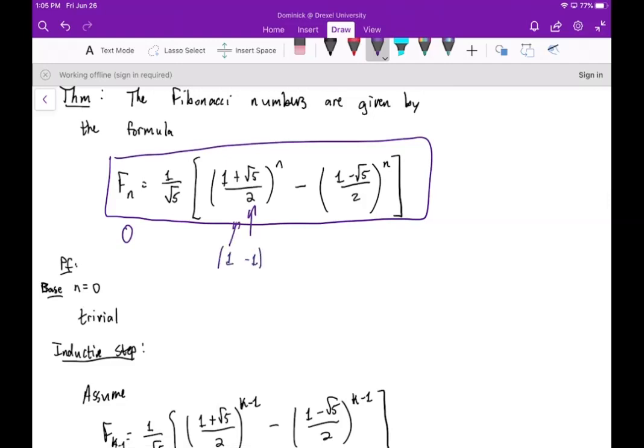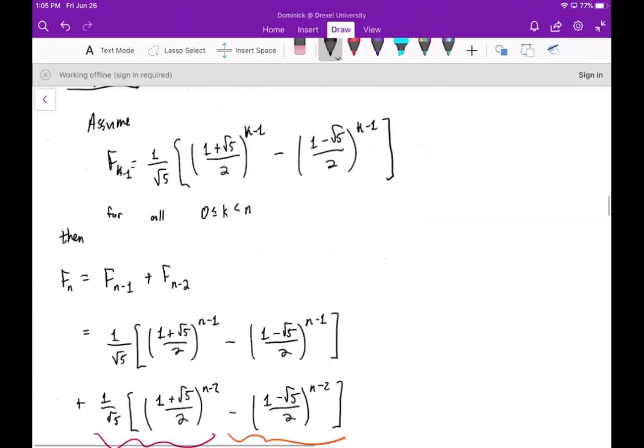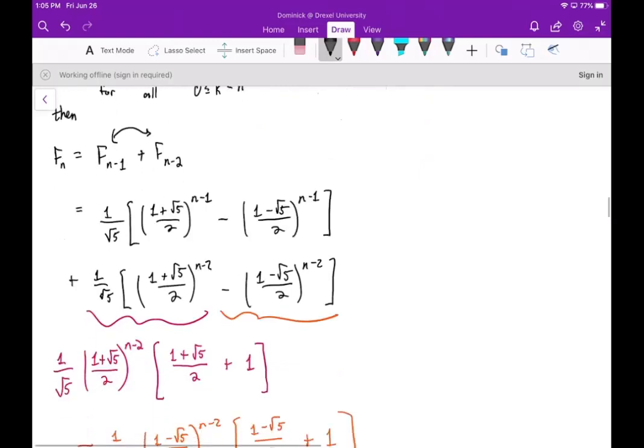0. Now for the inductive step, we'll assume that this is true for all k that are less than or equal to, and it should not be equal, right? So strictly less than n. And of course we want to show this is true for f sub n. Well, f sub n, we know, is made up of the two previous Fibonacci numbers, right? So we can write out what these would be.